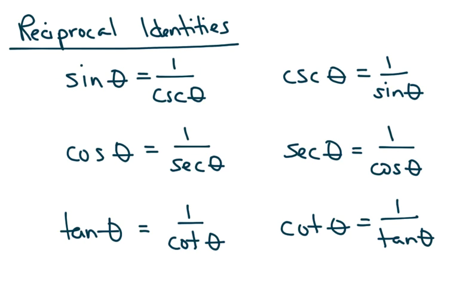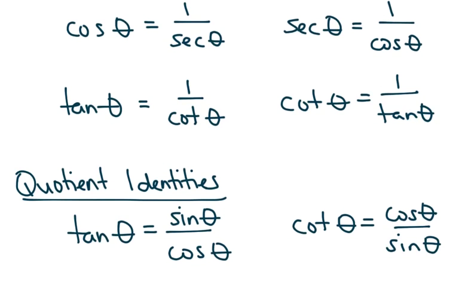So some identities that we're going to be working with, let's start with ones we've seen before. These are called the reciprocal identities because the sine of theta is the same as 1 over the cosecant, and so cosecant theta is equal to 1 over the sine. Cosine is 1 over secant, and secant is 1 over cosine. Tangent is 1 over cotangent, and cotangent is 1 over tangent. And there are some other identities as well.